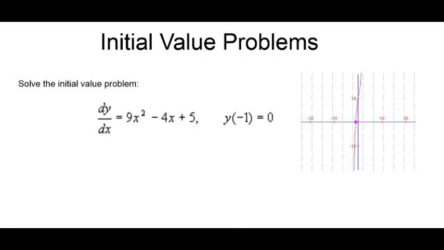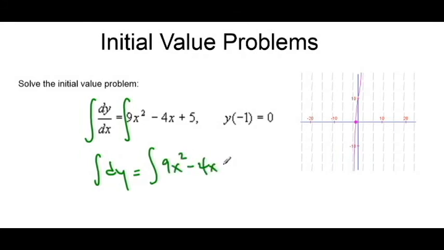Well, what's the first step to going from dy over dx up to y? Well, the answer is we need to take the antiderivative of both sides. In other words, let's integrate both sides. So we'll take the integral of dy over dx, and we'll take the integral of the right-hand side as well. In reality, what we are really doing is moving this dx to the right-hand side. So we can multiply both sides by dx, and we get the integral of dy is equal to the integral of 9x squared minus 4x plus 5 dx.